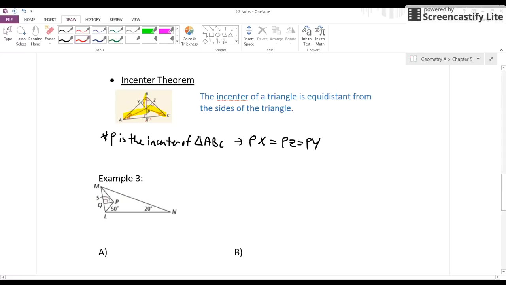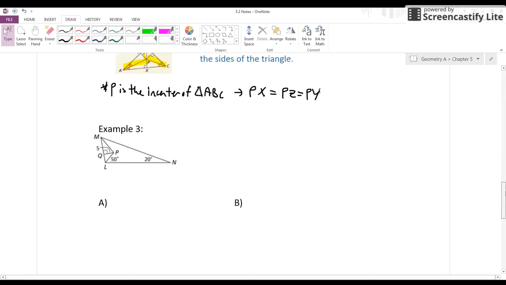X is not the midpoint of AC. We don't know it's a midpoint unless we've got a circumcenter. So please be aware of that. Okay? One final example, and I am done for today.